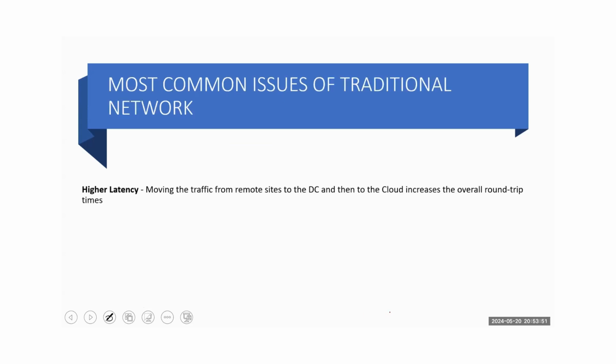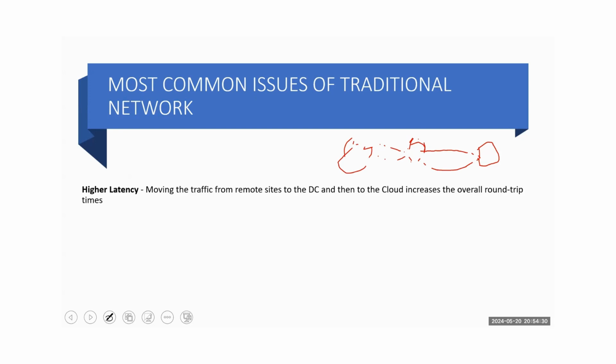The most common issue that we face here is higher latency. Moving the traffic from remote sites to the data center and then to the cloud increases the overall round trip times. Normally in a traditional network, if this is my data center and this is my remote site, every time this remote site has to come to the data center, and from the data center it has to go to access an application if it is hosted in the cloud. Now the round trip time from this to this and from this to this has increased, and that is another factor that is causing the high latency.